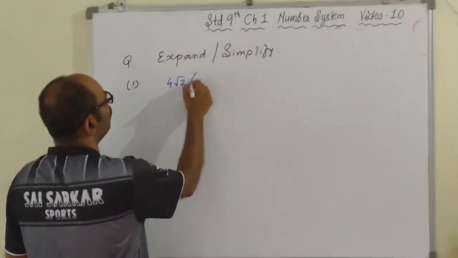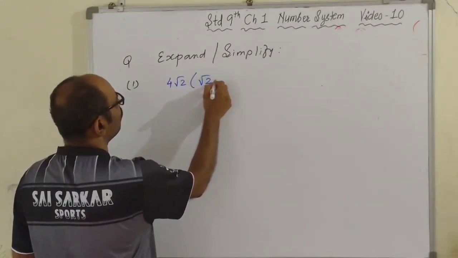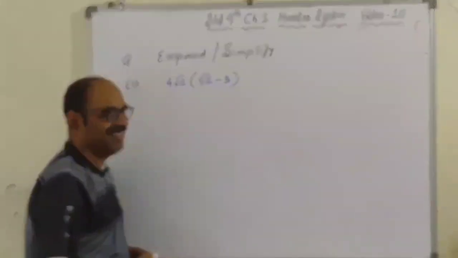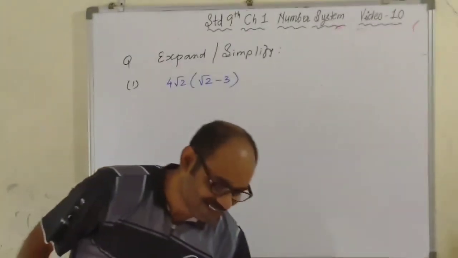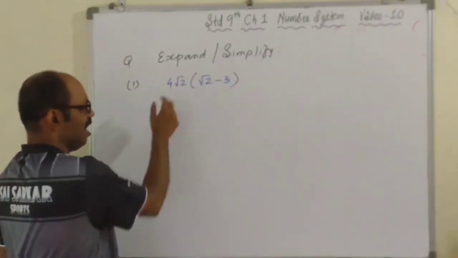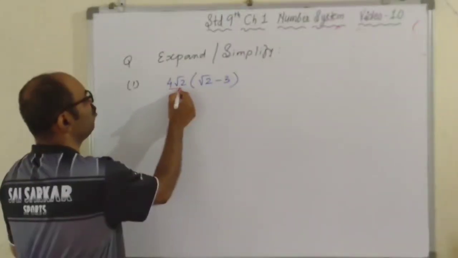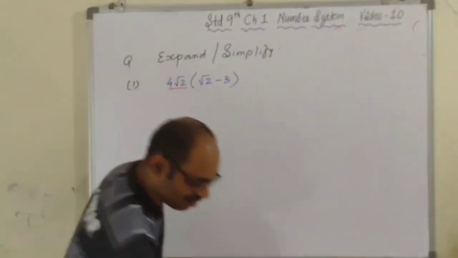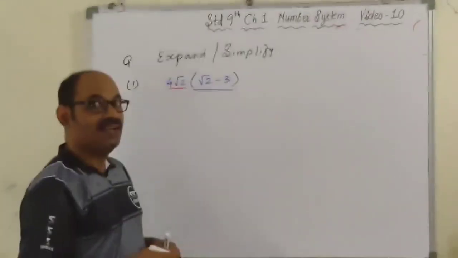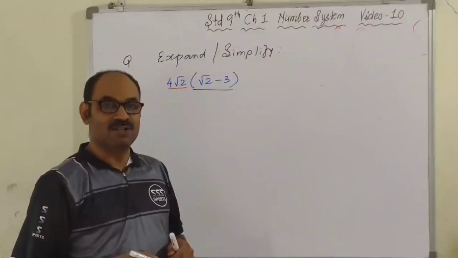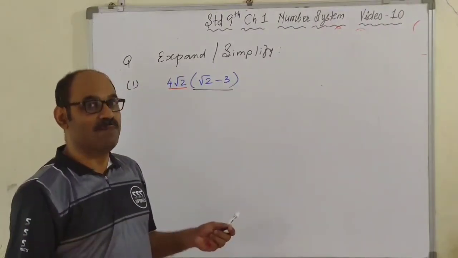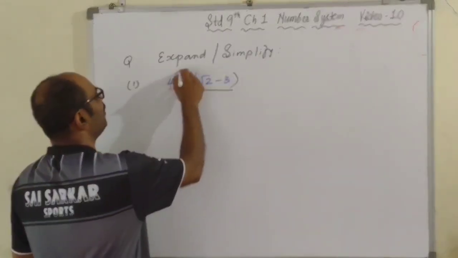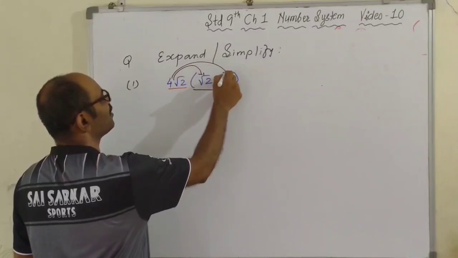4 root 2 into root 2 minus 3. Now comes the expansion identity. Yes, aapke paas 4 root 2 ek monomial hai. And root 2 minus 3, it's a binomial. So, how do we expand monomial into binomial? We distribute the monomials, correct?